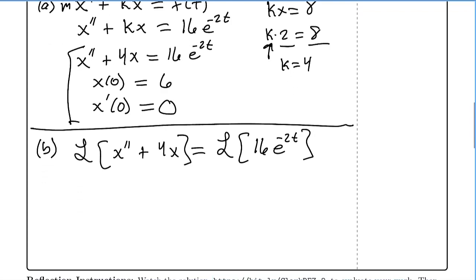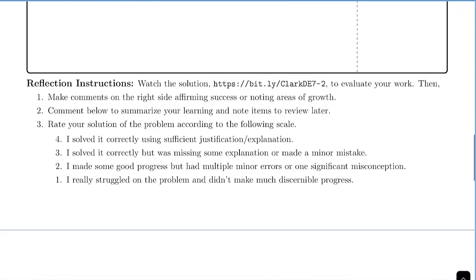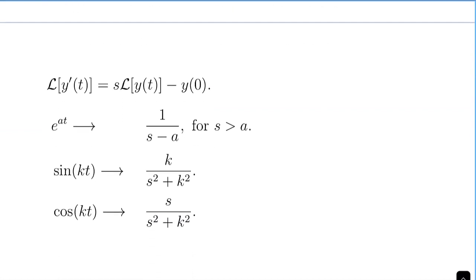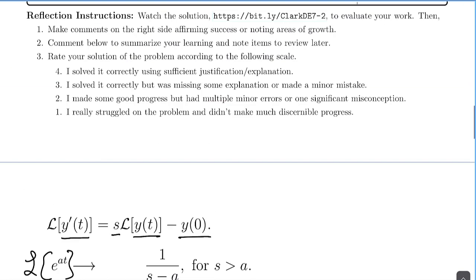Now, in order to do this, and we're probably going to have to spill on to the next page, we're going to need some formulas for Laplace transform, and I have put those here. So one says if you Laplace transform the derivative, that's s times the Laplace transform of the function minus that function evaluated at 0. And then we've got Laplace transforms of, L of e to the at, L of sine of t, L of cosine of t. And we'll need those in order to solve the problem.